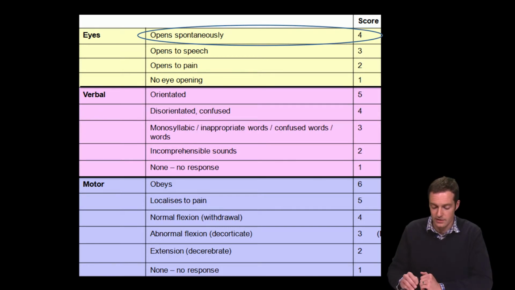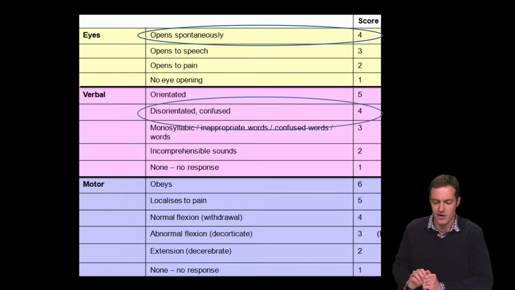When talking to the patient, it's certainly not incomprehensible sounds. It does not appear to be inappropriate words, but he is confused and not fully oriented to person, place, time, and event. So we would give him 1 off for disorientation. That's 4 on the scale of 1 to 5. Now the motor is a little more complicated, but essentially, if you have full marks, you can follow commands, and this patient does.